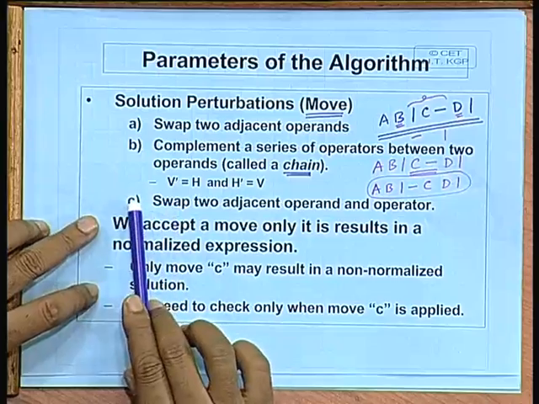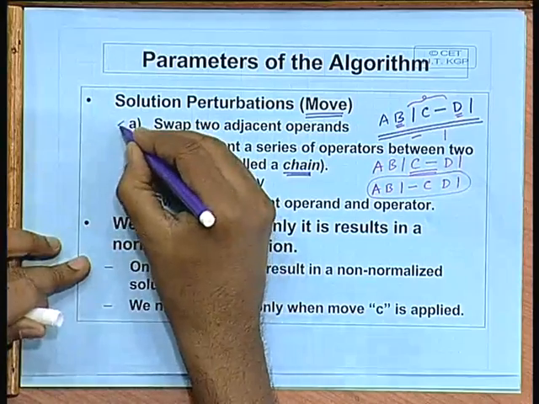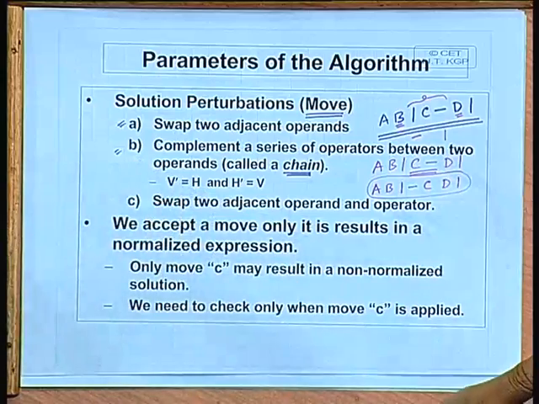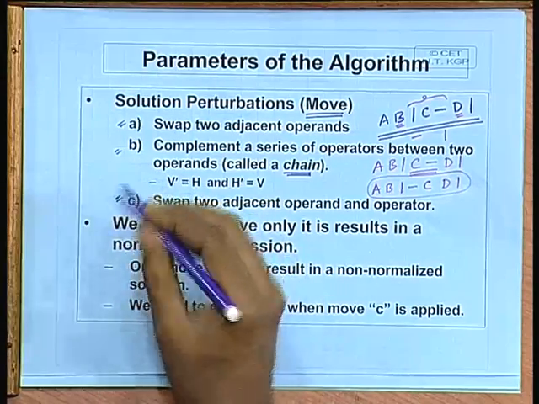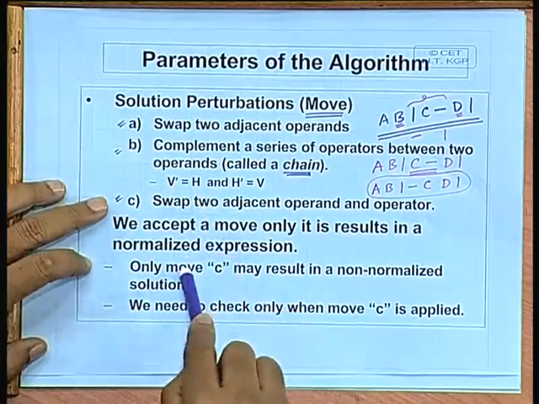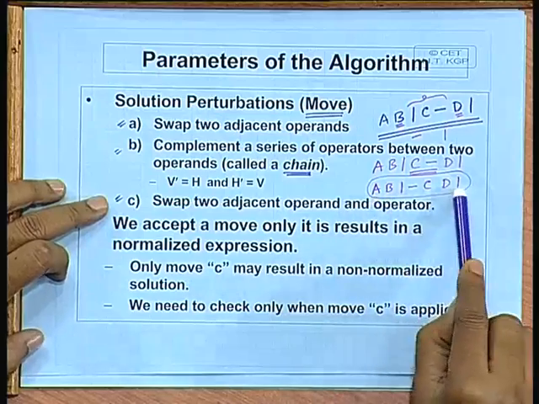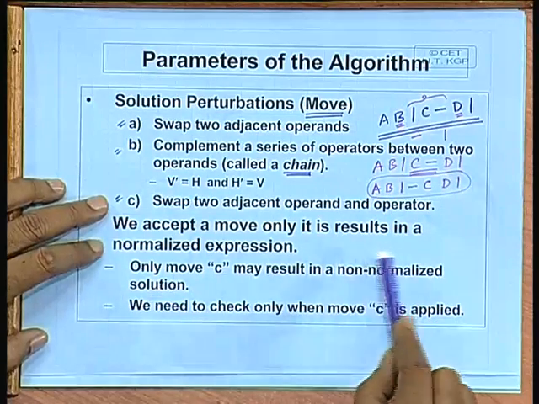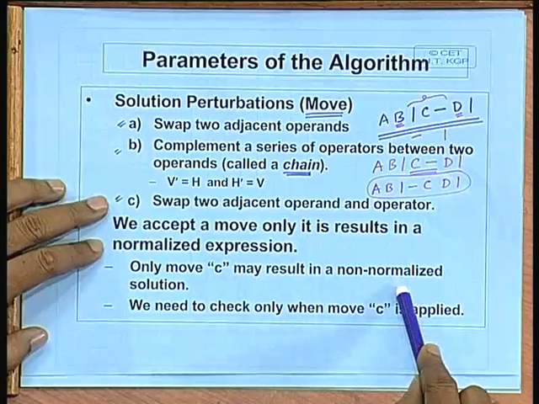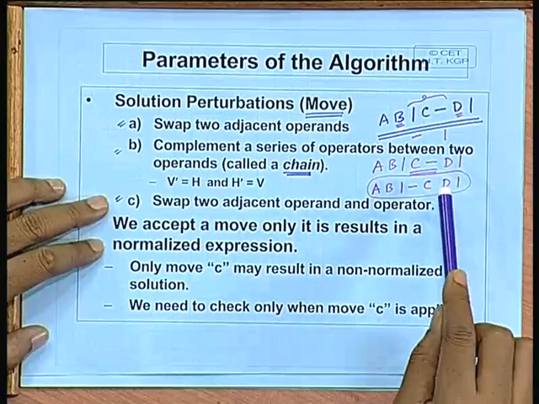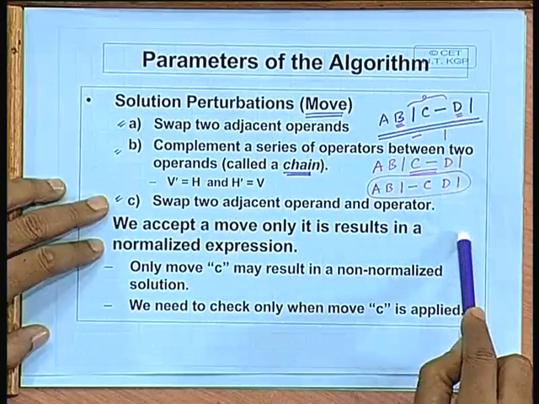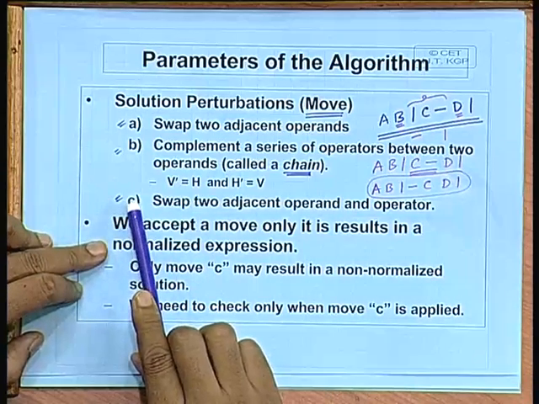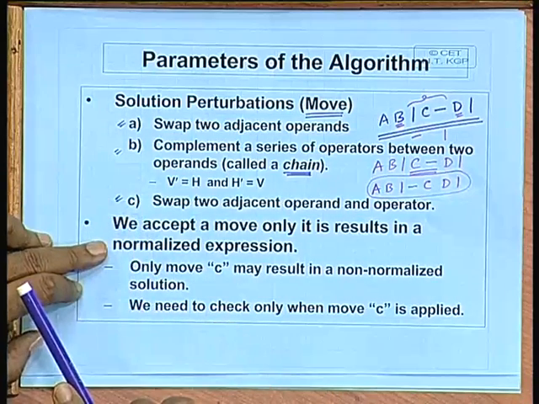So, for the first two cases you need not do anything. If you choose to make move A or move B, you can do it blindly, but for move C you will have to first check the validity of the Polish postfix expression, whether it is well formed or not, and number 2, you will also have to check whether it is normalized or not. Only if both the conditions are satisfied can you accept move C as a valid move. Okay.